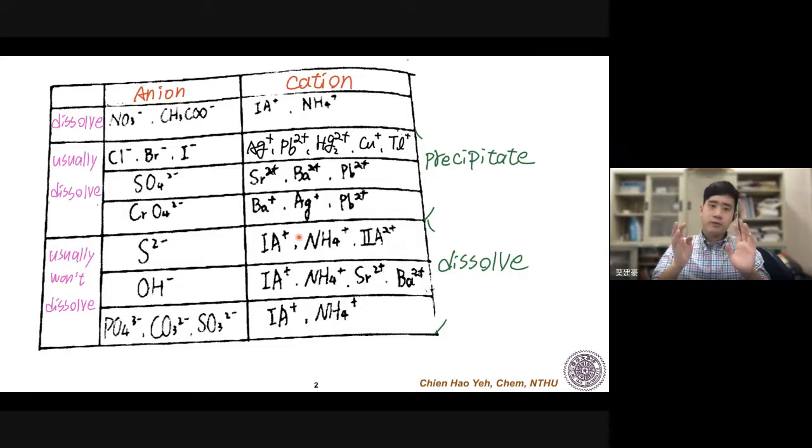If you do not memorize this table, then you will not be able to solve many of the problems inside the textbook. So let me explain this scenario very quickly. Basically, it has three big columns, which are three categories. One is always dissolve, the second is usually dissolve, and the third is usually will not dissolve.